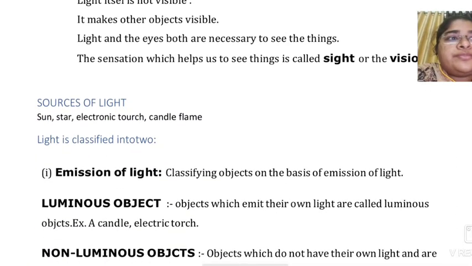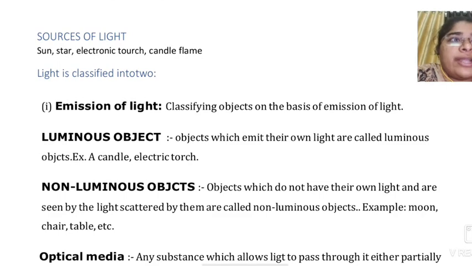Now the next topic, sources of light. We say there are some natural sources and some man-made sources. The sun and stars are natural sources, and they give us light. Some man-made sources are an electric torch, candle flame, bulb and tube lights. Many are man-made sources, and all of these are sources of light.